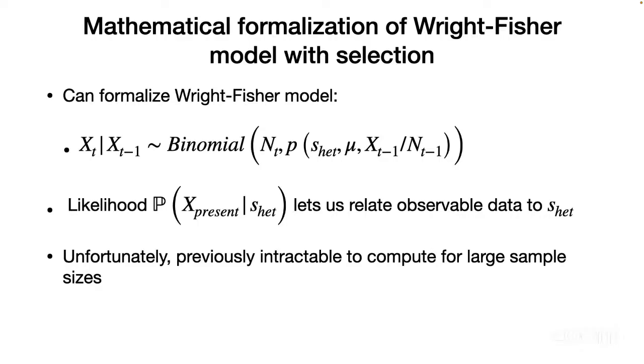Okay, so I drew a bunch of circles with arrows before, and that was the Wright-Fisher model. And you can formalize that as a bunch of binomial sampling. So if X is the number of individuals with the blue allele in generation T, then if you know how many people had the blue allele in the previous generation, it turns out that it's just binomial sampling. So you're going to draw n new circles. So that's the n here. And the probability of being blue is going to be some function of the selection coefficient, the mutation rate, and then the frequency in the previous generation.